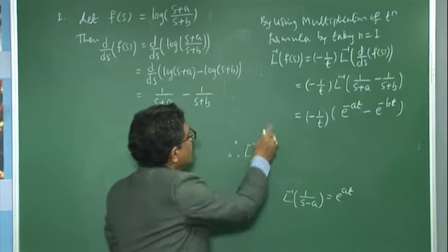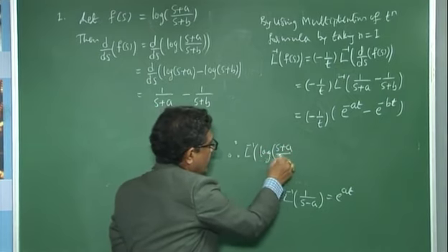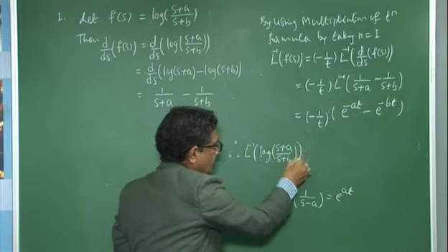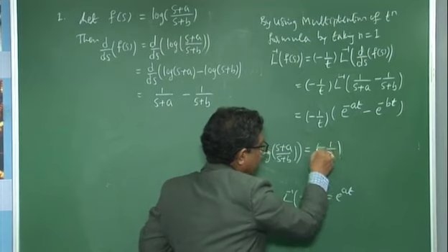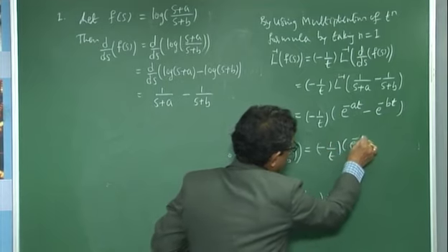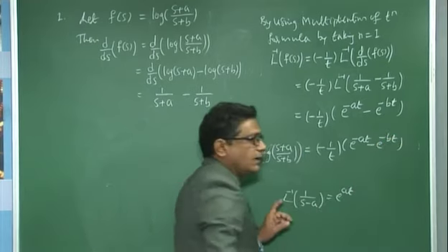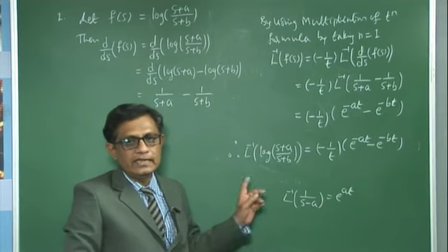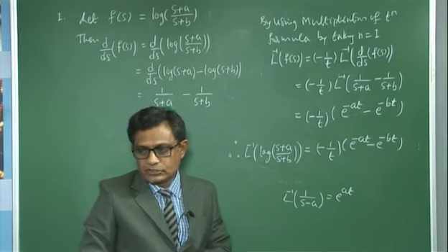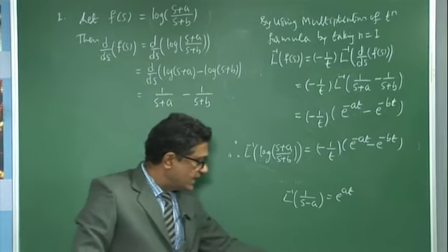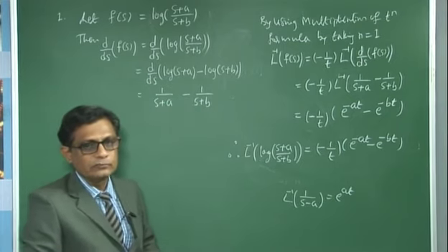Therefore, L inverse of f of s, which is log of s plus a by s plus b, is equal to minus 1 by t into e raised to minus at minus e raised to minus bt. Like this, you have to do the example for a given function which is a logarithmic function. Yes, now we will do one example for an inverse trigonometric function.